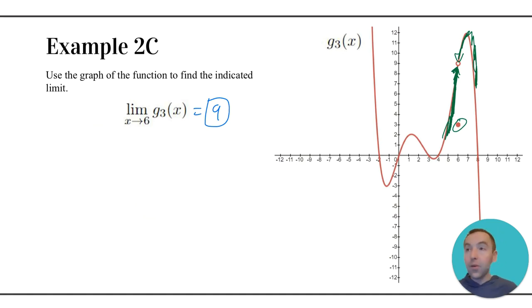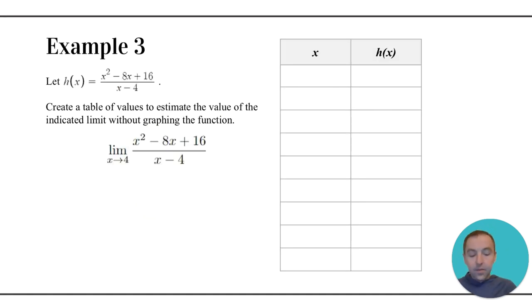So the big moral of the story with all three of those examples is just understanding that the value of the function is not relevant to limits of functions. Sometimes the value of the function is the same thing as the limit of the function, and that's a different thing that we'll talk about on a different day.